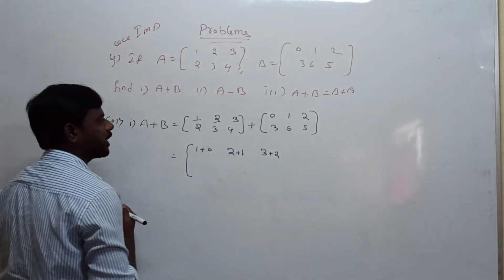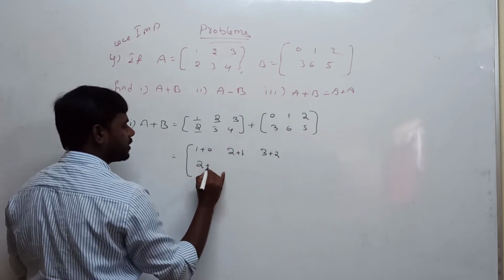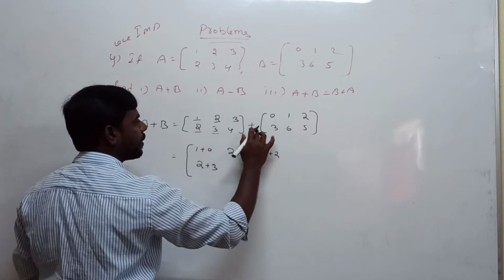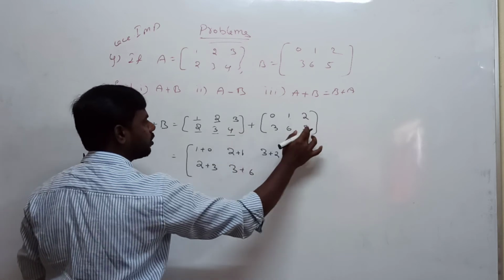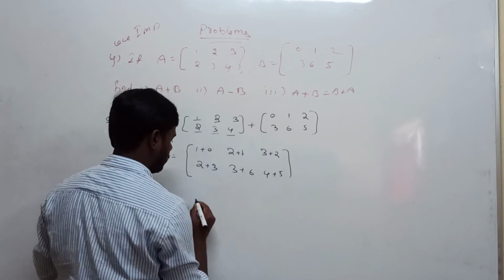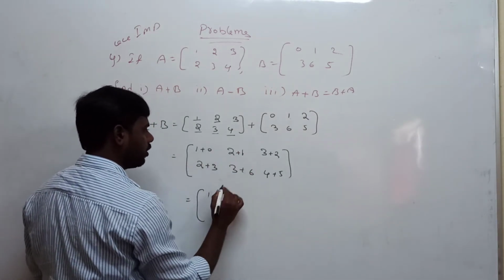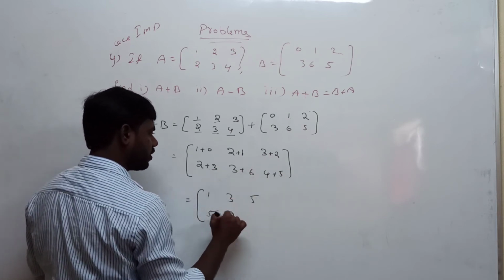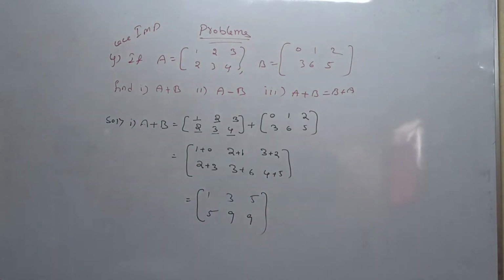Now we go to the second row. Second row first element plus first element, 2 plus 3. Next second row second element plus second element, 3 plus 6. Next second row third element plus third element, 4 plus 5. Is equal to 1 plus 0 is 1, 2 plus 1 is 3, 3 plus 2 value is 5, 2 plus 3 value is 5, 3 plus 6 value is 9, 4 plus 5 value is 9. So 1, 3, 5, 5, 9, 9.